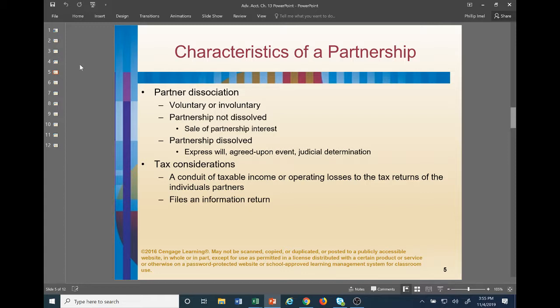Now, the tax code does not view a partnership as a separate, distinct entity, but focuses rather on the individual partners. Therefore, activities of the partnership must be evaluated from a tax standpoint based on their impact on individual partners.